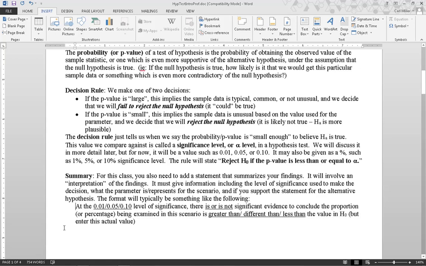At the 0.01 or whatever level of significance, there is or is not significant evidence to conclude the proportion or percentage being examined in the scenario is, and then you're going to be comparing it. It's greater than, or maybe it's different than, or maybe it's less than the value given in the null hypothesis. But you would actually enter the actual value.